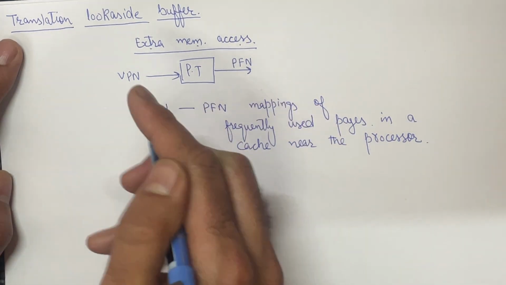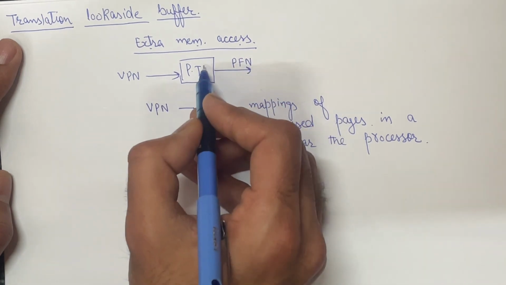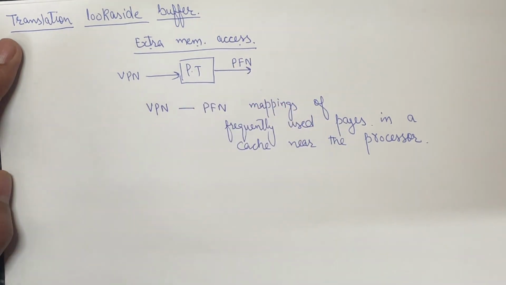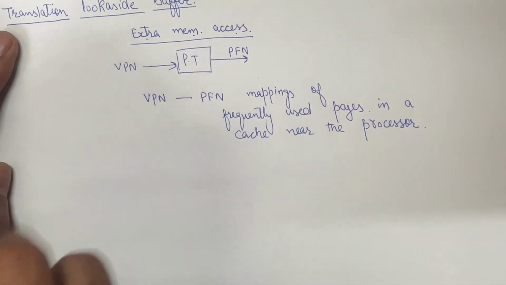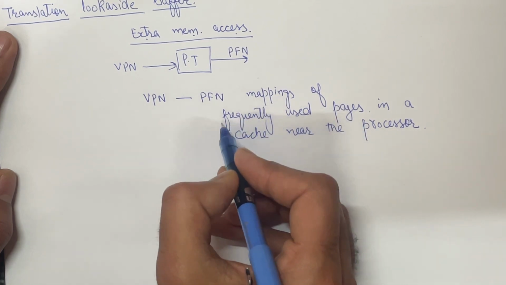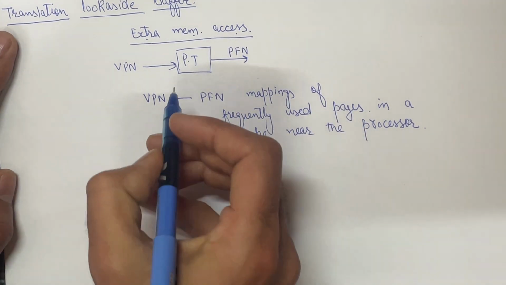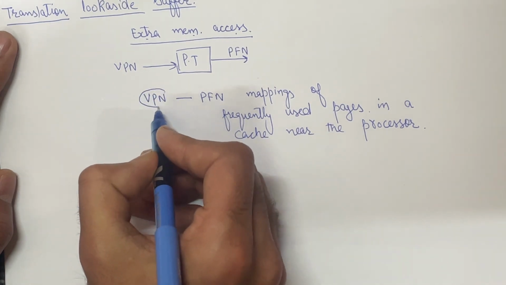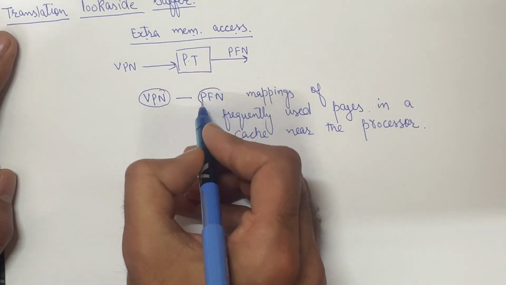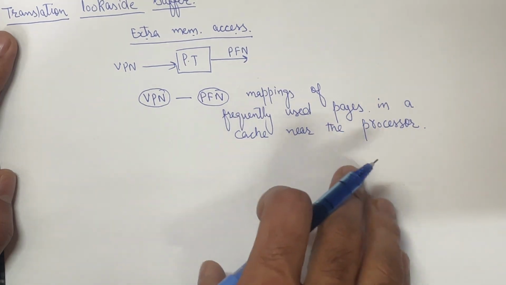We already know where this virtual page number to physical frame number mapping is stored. In the page table. But apart from this, there will be some pages which are most frequently used. What we will do is store the virtual page number to physical frame number mapping of those pages in a cache near the processor.